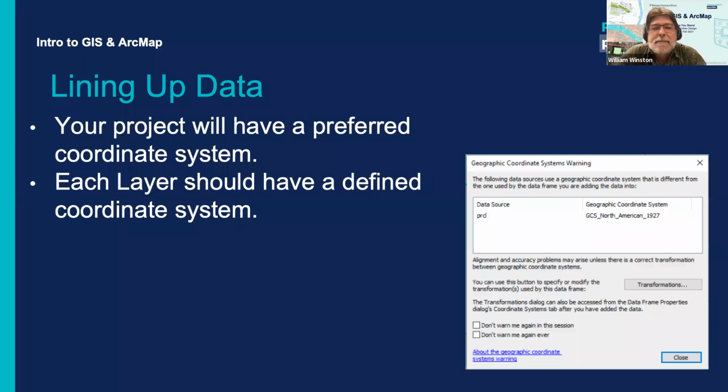So lining up data is one of the most important things that we do in a GIS. And one thing I want to point out here, and I'll return to this idea later in the demonstration, is that your project will have a preferred coordinate system. And we can define that ourselves, or we can allow our data to define that for us. But your project itself will have a coordinate system, and each layer of GIS data that you bring in will also have a defined coordinate system. And managing those is another important aspect of dealing with geospatial information.